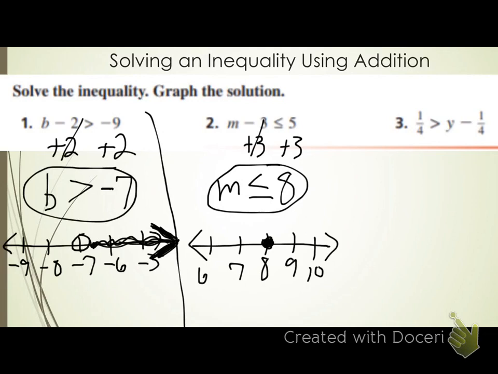If m is less than or equal to 8, would that be to the left of 8 or to the right of 8? Which way? To the left. Very good. Numbers that are less than 8 are to the left of 8. Questions on 2?